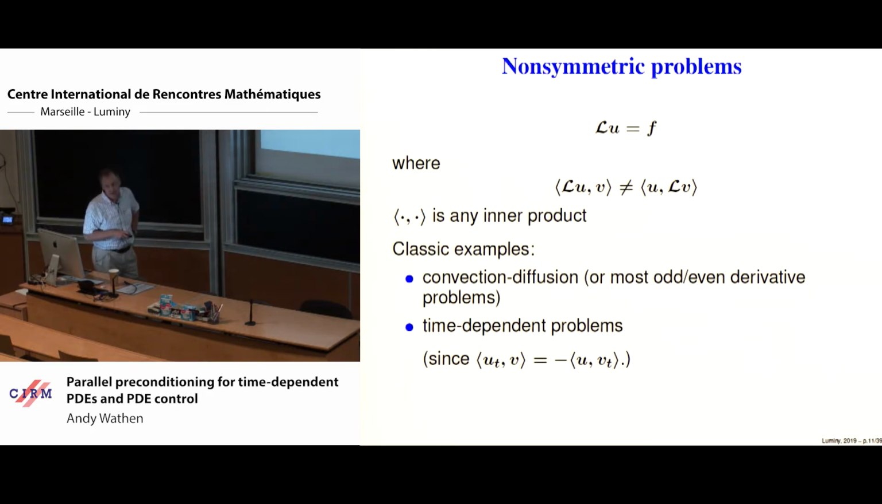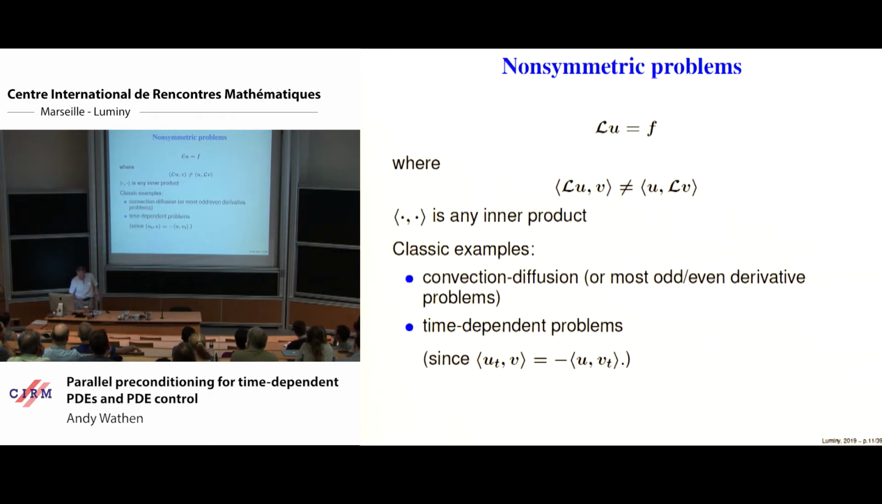Here's another type of non-self-adjoint problem, which I am going to make a little more progress with. These are time-dependent problems, right? So for time-dependent problems, here's the time derivative, du/dt. And du/dt with v, at least if you use the simple L2 inner product, is minus u with v_t. In other words, it's a skew-adjoint operator, because it's first order. So it's certainly not self-adjoint.